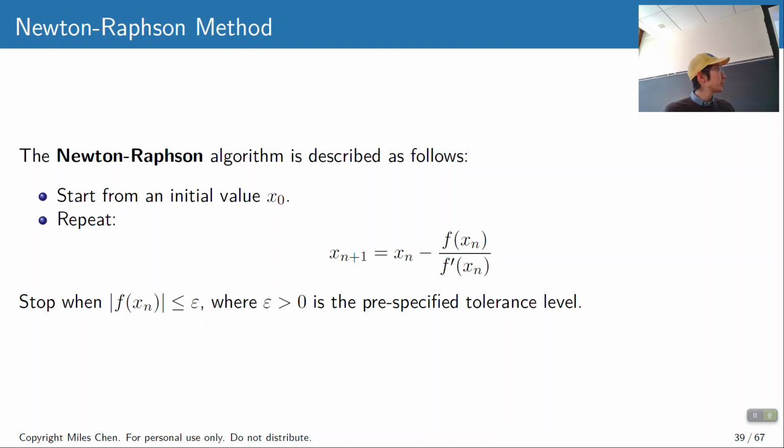All right, so this is our algorithm. x at time n plus 1 is our current value minus f of x divided by f prime of x. And we just stop when f at x_n is close enough to 0, meaning it's less than or equal to some arbitrary value epsilon, our tolerance level. And we're going to say, okay, well, that's close enough to a root, right? So again, we're always going for approximate answers.